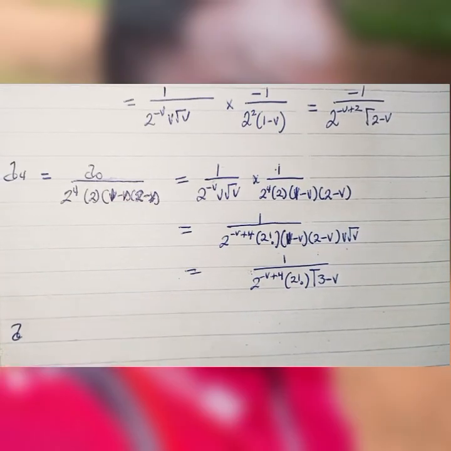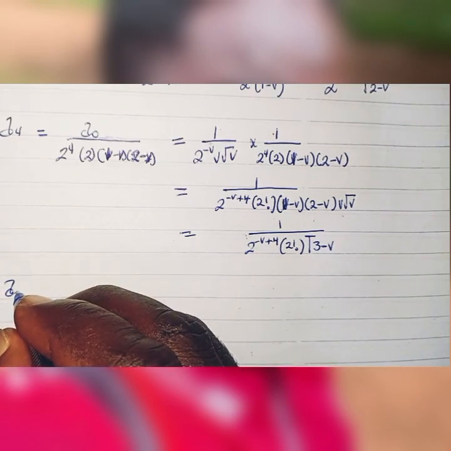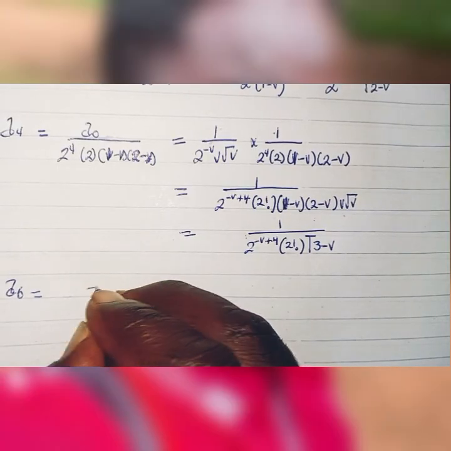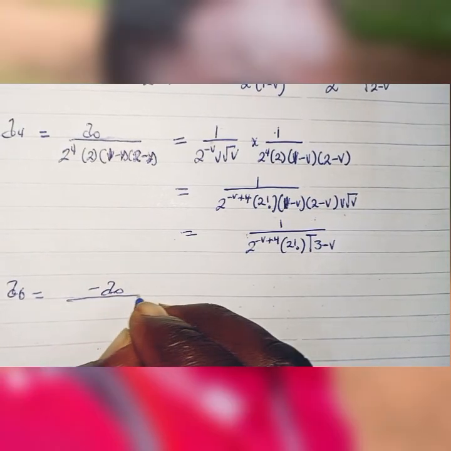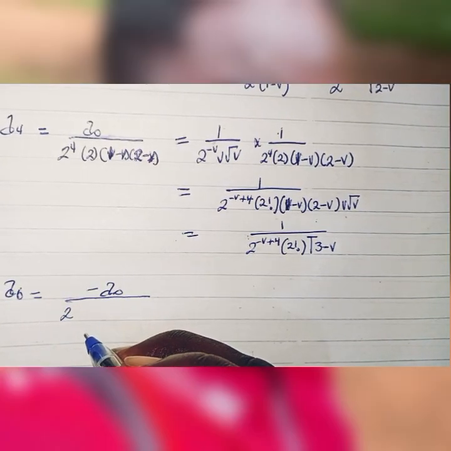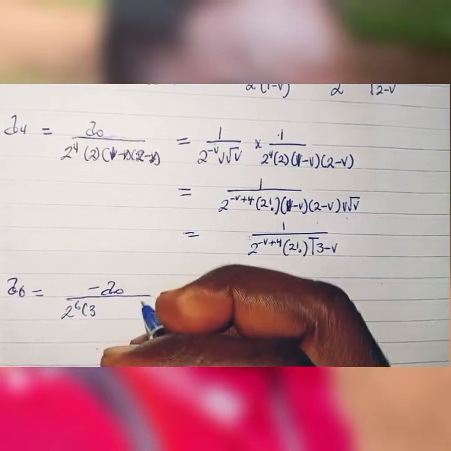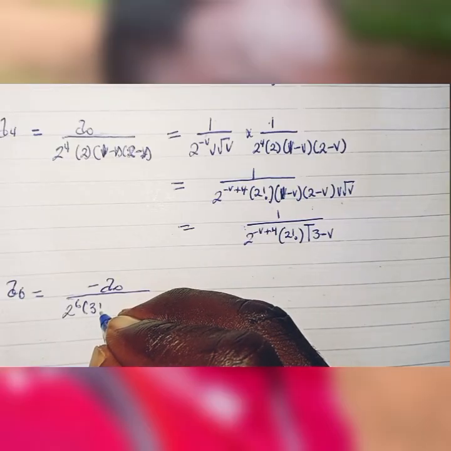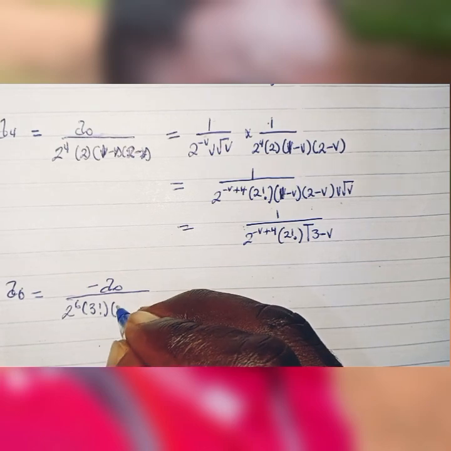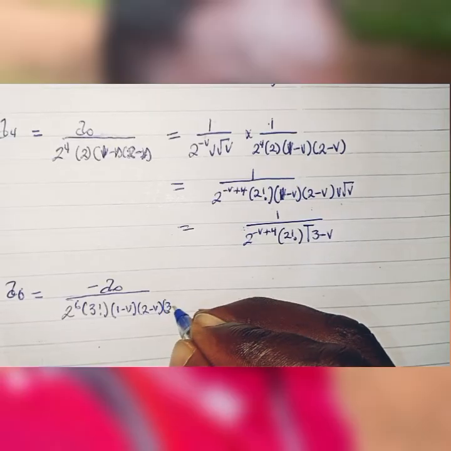For a6, we have a6 equal to minus a naught over 2 raised to power 6, 3 factorial, so by 3, so this one is 1 minus v, 2 minus v, 3 minus v.